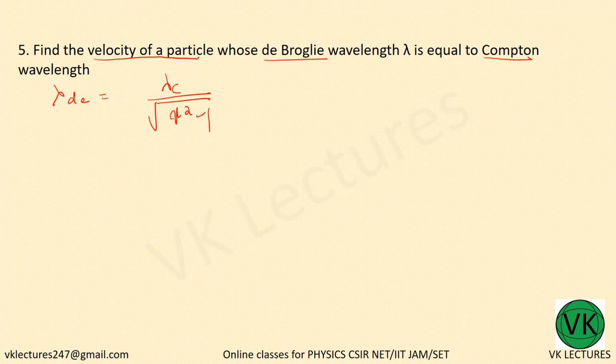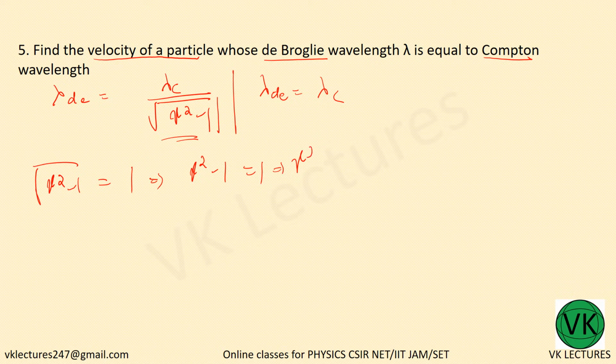Now for these two quantities to be equal, that means if lambda de equals lambda c, then this denominator must be equal to 1, which means under root gamma square minus 1 should be equal to 1. This implies gamma square minus 1 equals 1, which means gamma square equals 2. So what does that mean? Gamma is equal to root 2.